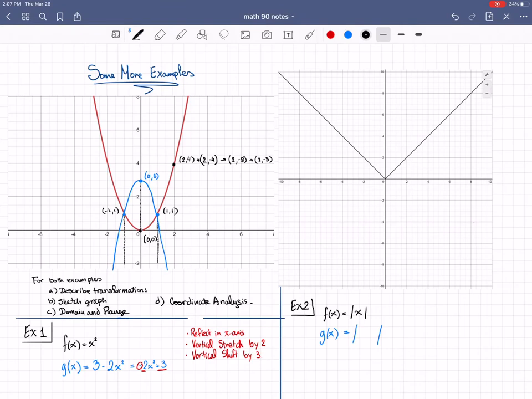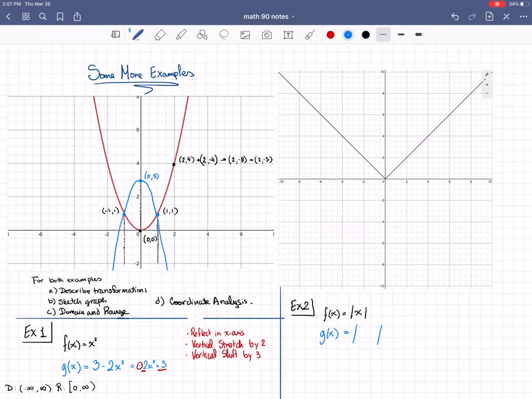Let's very quickly talk through domain and range. So in black, I'm going to do the domain and the range of f, and then in blue, we'll do the domain and range of g. So this is the quadratic. So the domain is just all real numbers. And the range starts at 0 and goes up to infinity.